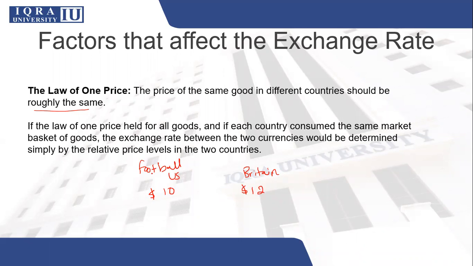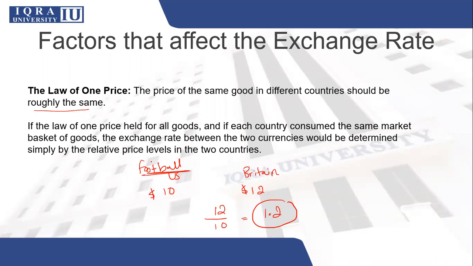Now, if the commodity is the same, so we're talking about football, which is essentially the same type of football in both places, then the exchange rate can be found out by simply dividing them. The exchange rate should be this much. But if the exchange rate is something different, then that would lead to a change in demand and supply, and it will go back to the exchange rate that it should be.